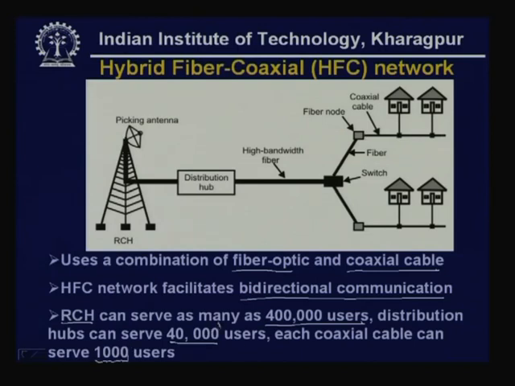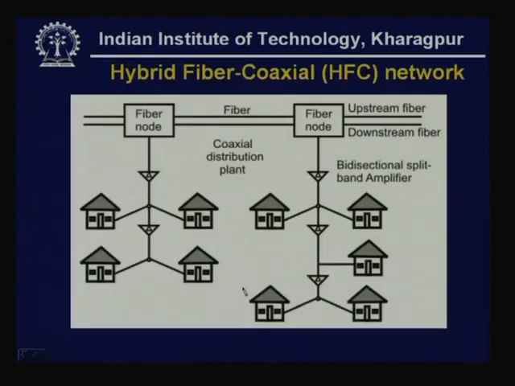So, you can see there is a hierarchy of the optical fiber cable distribution, and this is how it is done, as shown in this diagram. Here, as you can see, this is the optical fiber cable, and there are 2 cables, one is upstream fiber, another is downstream fiber. So, you require a pair of optical fiber cables for bidirectional communication. So, you have upstream and downstream fiber cables.